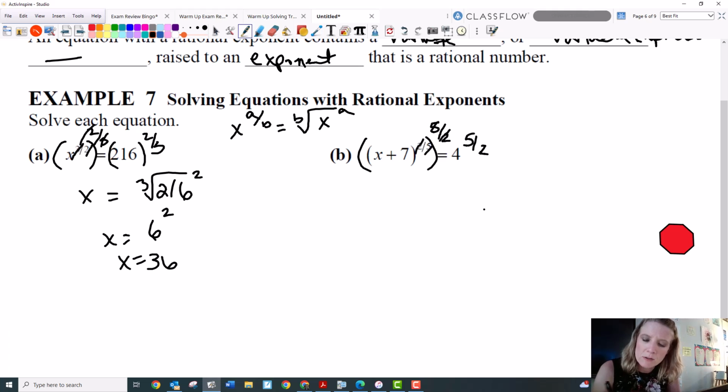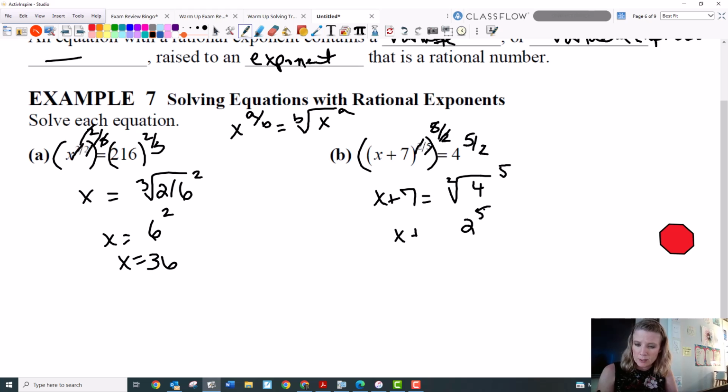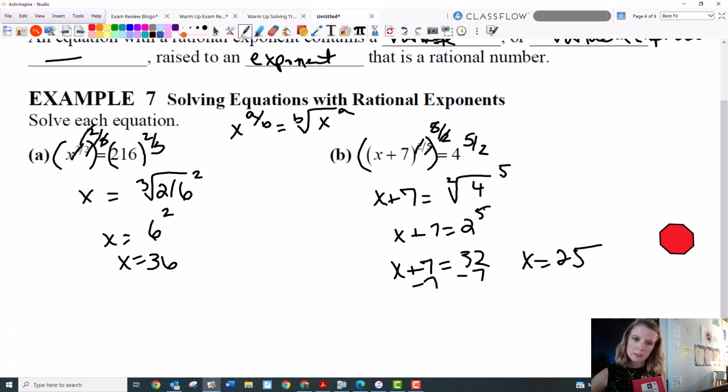The 2 and the 5 cancel, so x plus 7 equals the square root of 4 raised to the 5th. The square root of 4 is 2 raised to the 5th. So x plus 7 equals 2 to the 5th is 32, minus 7, x equals 25. And I probably should check that just to make sure it works. 25 plus 7 is 32 to the, yeah, it does. And this one, 36 cube root, yeah, that's right. So they both did work. I'm going to stop this video before I move on to the next thing.